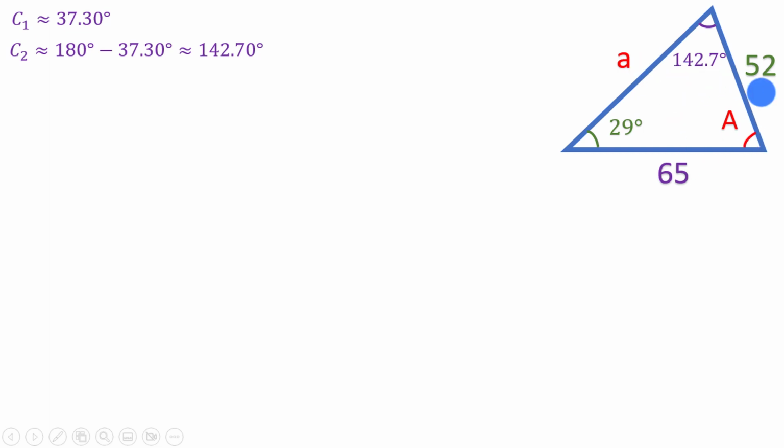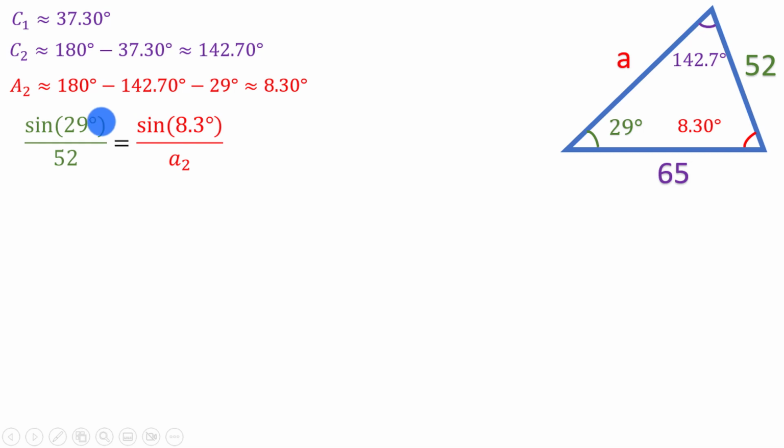Now we can solve for uppercase A using the idea that the interior angles of a triangle should add up to 180 degrees. A2 is equal to 180 degrees minus 142.7 degrees minus 29 degrees, which is equal to approximately 8.3 degrees. We can place this value onto our triangle. At this stage, we can solve for lowercase a sub 2. Sine of 29 degrees divided by the opposite side of 52 is equal to sine of 8.3 degrees divided by the opposite side of A2.